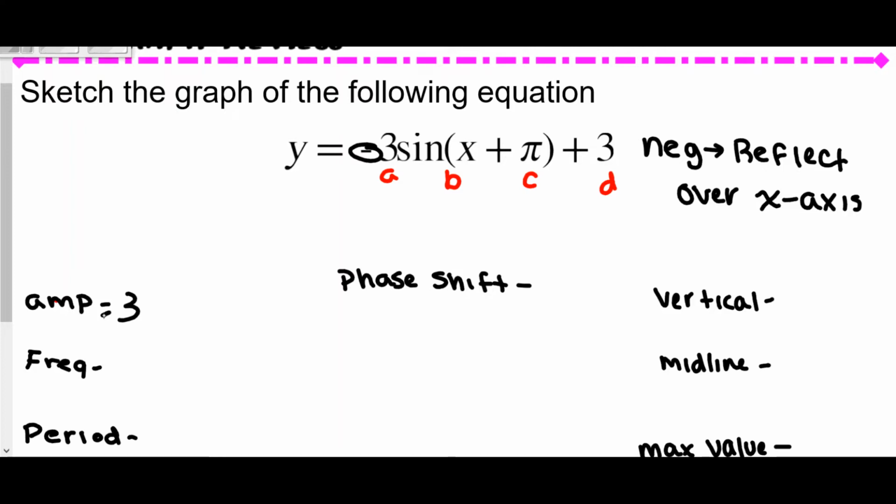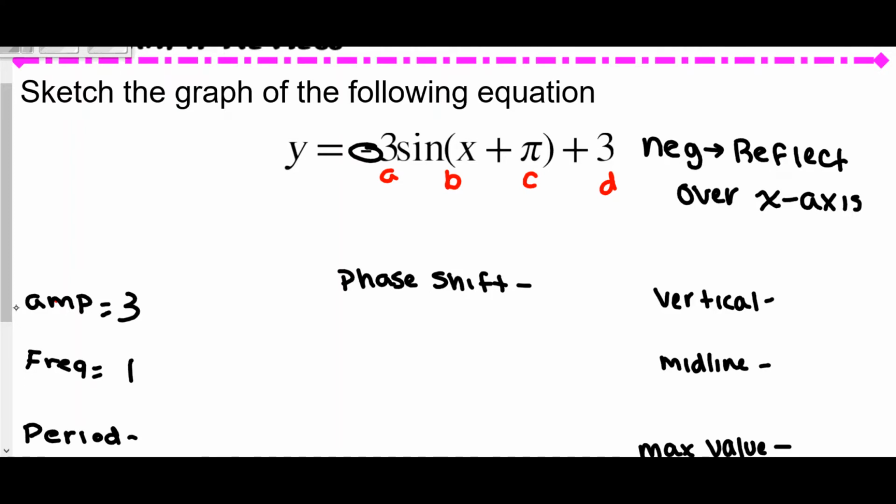The next value that we're going to pull from our equation is the frequency. The frequency is this B value right in front of where the phase shift happens. Obviously, there's no B value, but there's an imaginary 1 there, so our frequency is 1, meaning that there's one full sine curve from 0 to 2 pi.